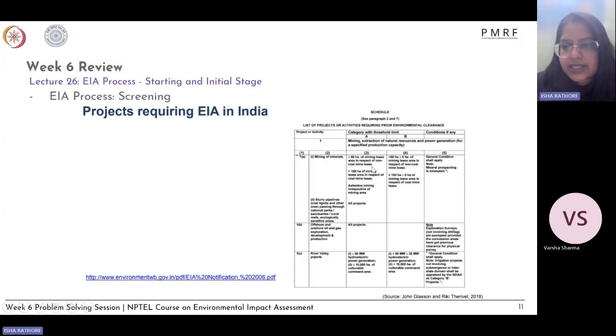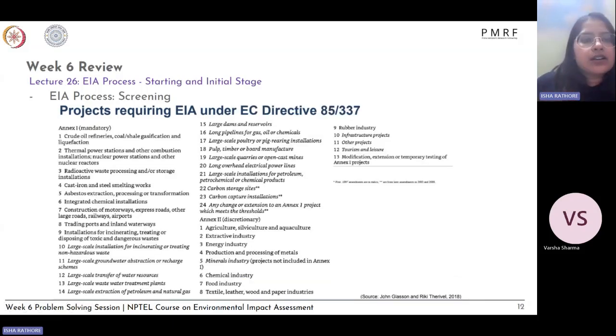In category A, you have certain conditions which need to be met, for which EIA is required, and certain other categories will have all projects which need to do an EIA if they fall in this kind of use. So you can read about these projects further down also. There's a threshold which needs to be met. So things like crude oil refineries, thermal power plants, radioactive waste, large dams and reservoirs, agriculture, energy industry, all of these kinds of projects require EIA.